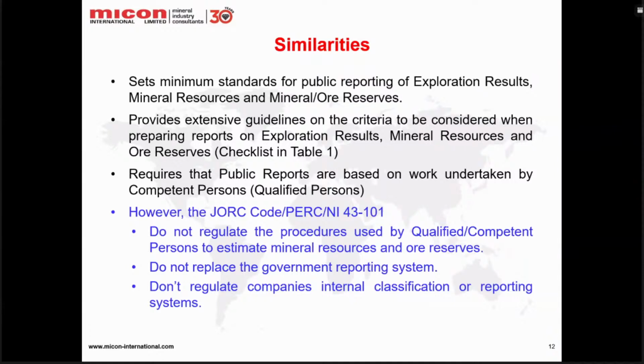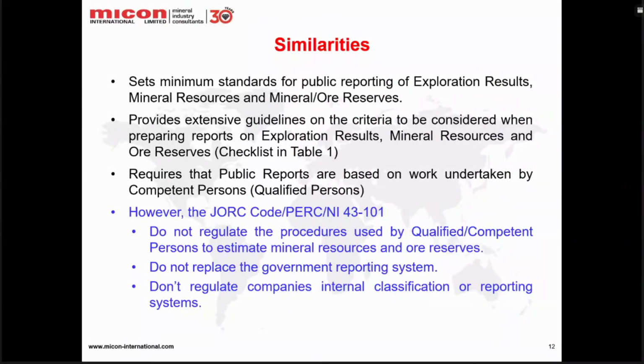However, some of the codes, the JORC code, PERC, and NI 43-101, don't regulate the procedures used by the qualified person to estimate the mineral resources and reserves. These codes don't tell me, okay, ordinary kriging is a better method for resource estimation than nearest neighbor or polygonal or whatever. So the QP, based on the experience, based on the type of deposit, based on other criteria, can choose exactly what kind of procedures are more appropriate for this type of project.